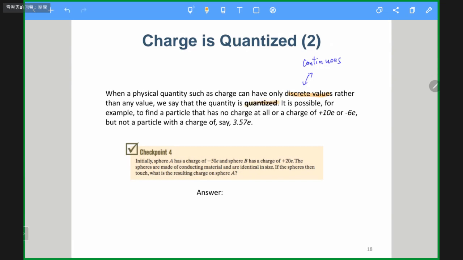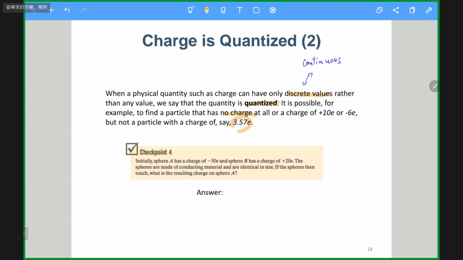Quantized. So it's possible, for example, to find a particle that has no charge at all. n equals 0 is also okay. No charge at all, or a charge of plus 10e, minus 6e, but not a particle with a charge of, say, 3.57e. This is not okay.